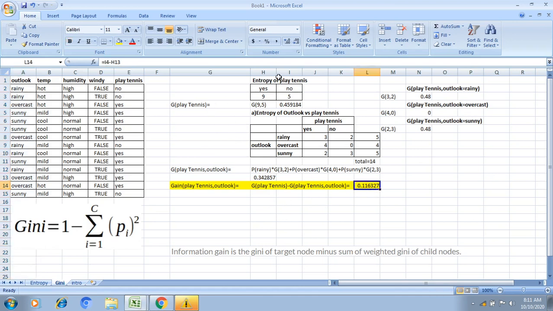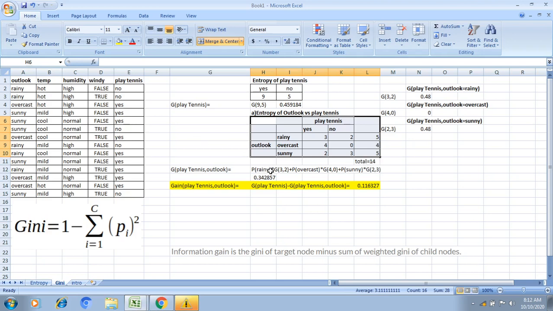Here first the target data. If you see, 1 minus 9 out of 14, 9 yes, 9 divided by 14 whole square, minus again 5 no, 5 divided by 14 whole square. This is the 1 minus p square formula. Similar way I calculated for 9 comma 5 for the target. I got this left side one. The right side one, similar way I drew one table: how many rainy, how many overcast, how many sunny out of 14. 5 plus 5 and 4 is 14 totally.